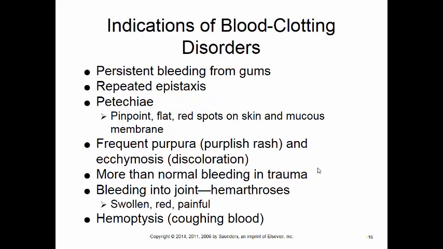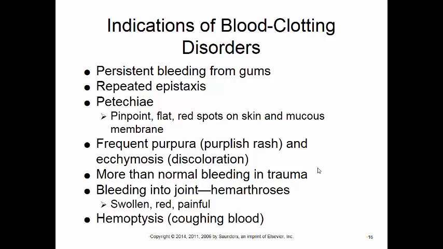Next up, I'm talking about the blood clotting disorders. This is where usually there's some factor missing out of the blood, so the blood doesn't clot correctly. Signs and symptoms include bleeding from the gums, repeated epistaxis, petechiae, which are flat pinpoint spots on the skin and mucous membranes, frequent purpura, which is like a purplish rash where blood is, and ecchymosis, which is a discoloration due to the blood.